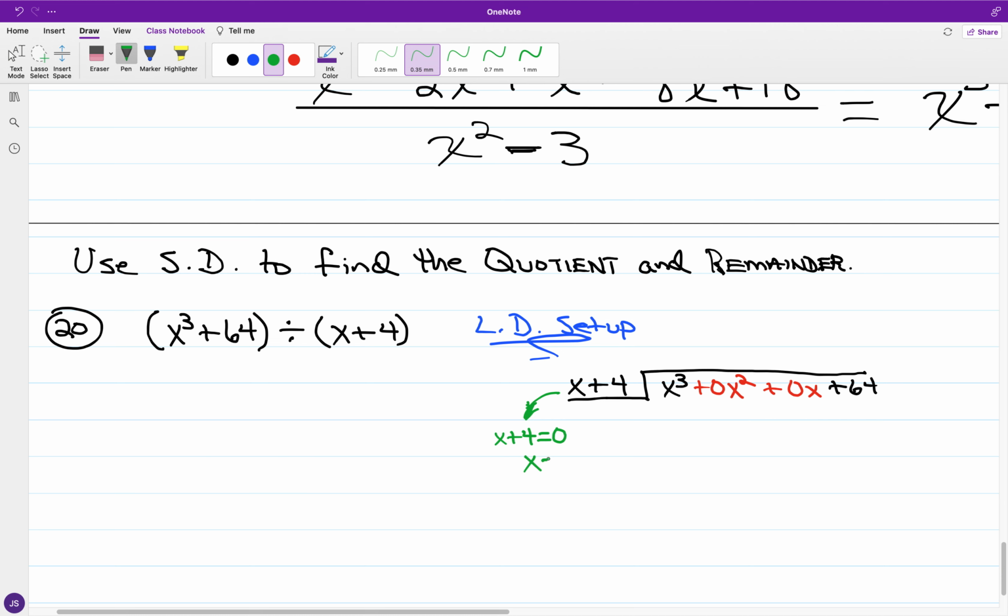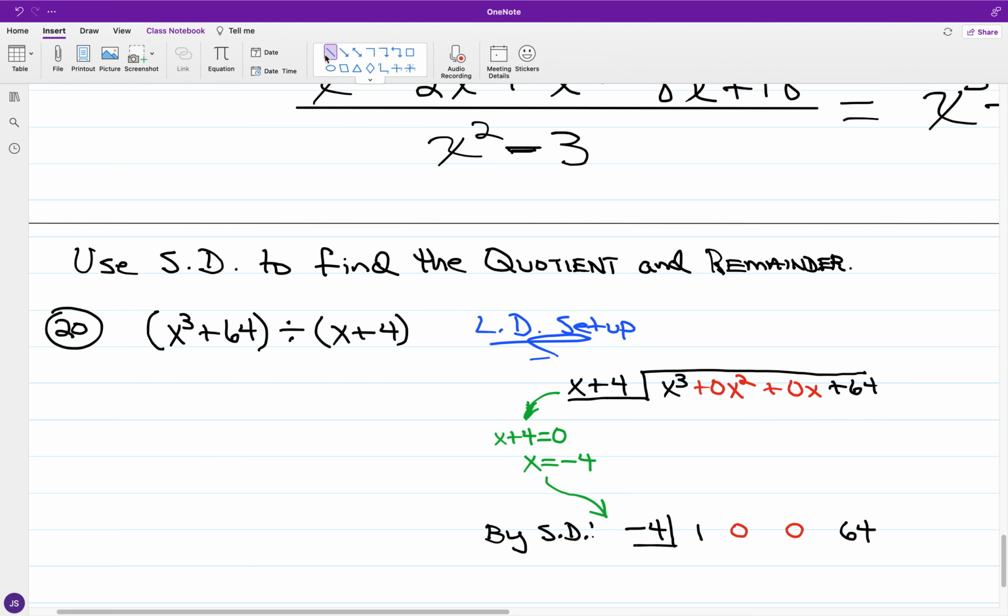So if I have x plus 4 equal to 0, the zero is x equal to negative 4. So you have by synthetic division negative 4. And for the coefficients, we have 1 for x cubed, 0 for the missing x squared term, 0 for the missing first order x term, and finally closing out with the constant value 64.